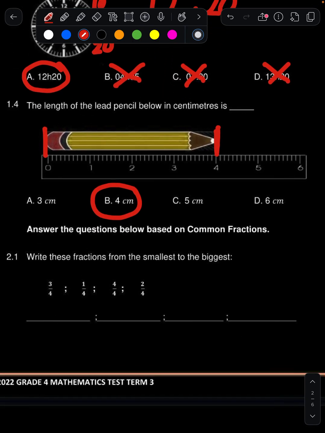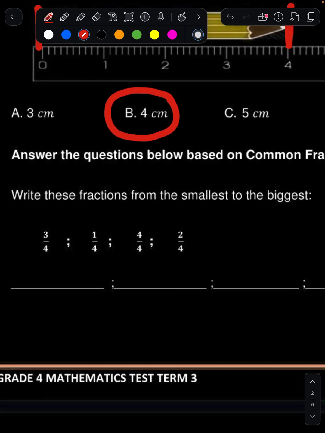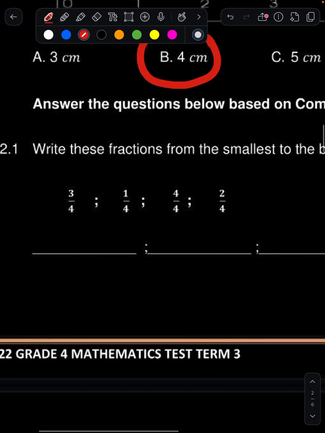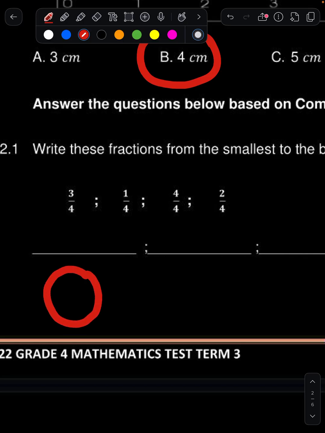Answer the questions below based on common fractions. Write these fractions from smallest to biggest. If you are struggling with fractions, I like actually drawing these as a cake. So 3/4, I would just draw a little thing like this. Let me just draw it a little bit bigger, sorry. Okay, so 3/4 looks like this. We've got a cake, it's cut into 4, and then we color in 3 of them.